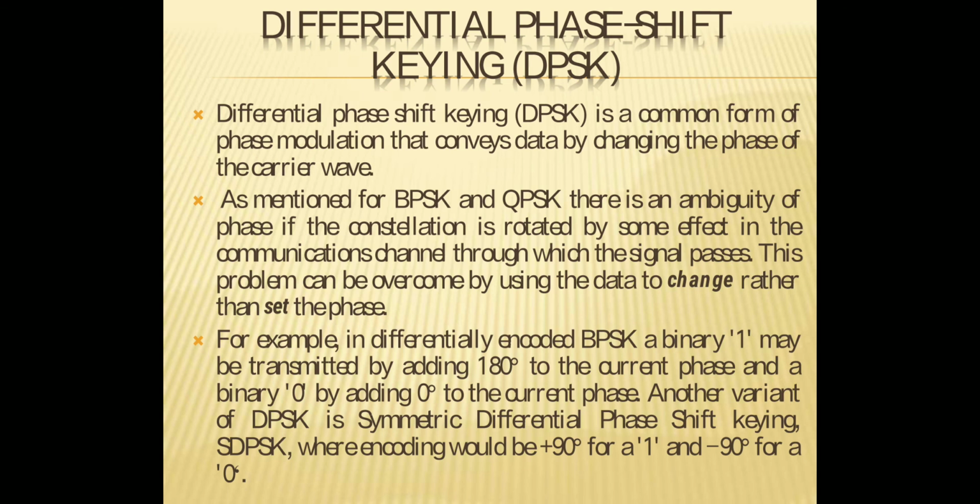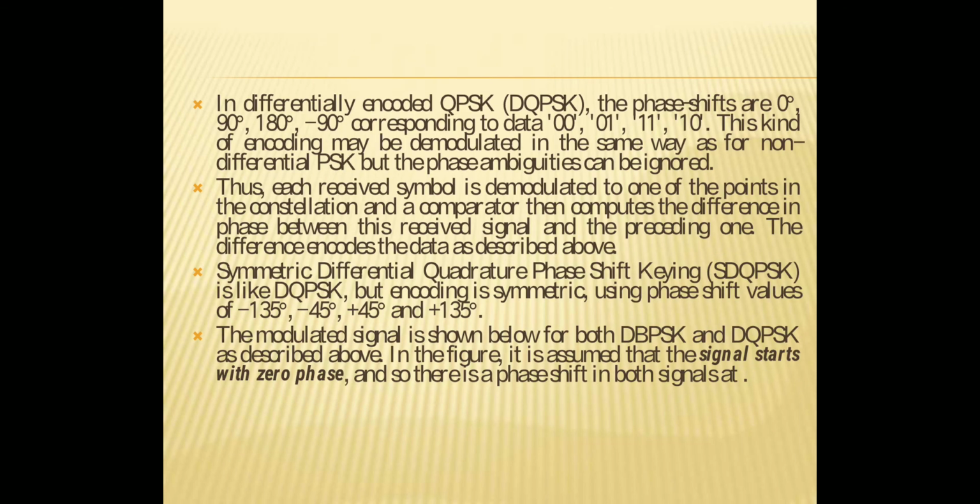Another variant is symmetric differential phase shift keying or SDPSK, where encoding would be plus 90 degrees for 1, minus 90 degrees for 0. So we may have this type of modulation also. In differentially encoded QPSK, the phase shifts are 0 degrees, 90 degrees, 180 degrees, minus 90 degrees, corresponding to data 00, 01, 11, 10. This kind of encoding may be demodulated in the same way as for non-differential PSK, but the phase ambiguities can be ignored.